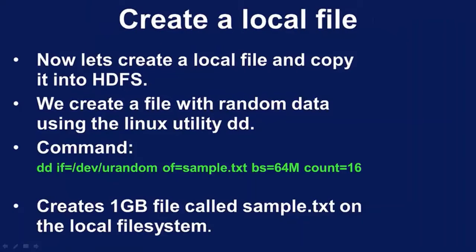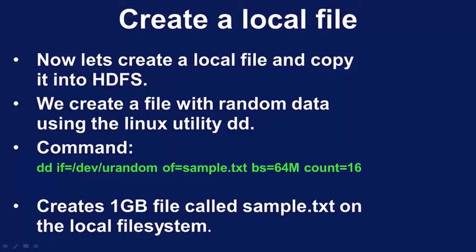Next, we'll try and create a local file and then copy it into HDFS. What we are using to create this local file is a Unix utility, dd. It's just going to stream data from a random device into a sample.txt file. In this command, you can see an option bs equals 64 meg. That's basically the size of a block. And then we are doing 16 of these blocks, so you end up with roughly a 1 gigabyte file.